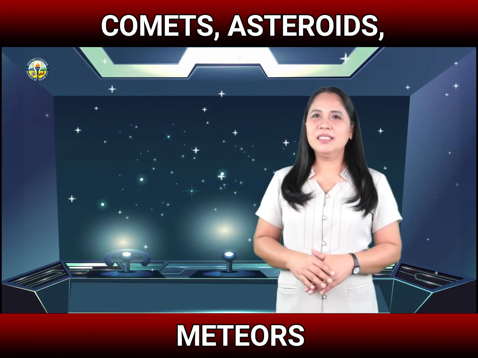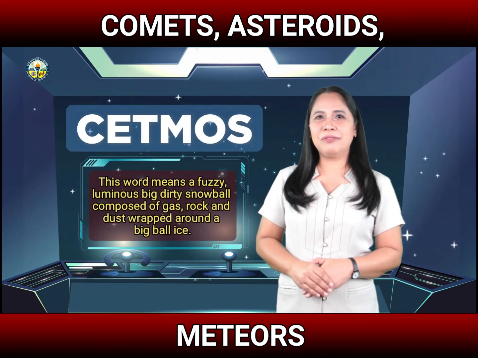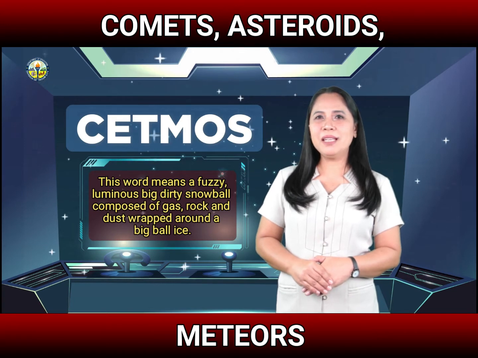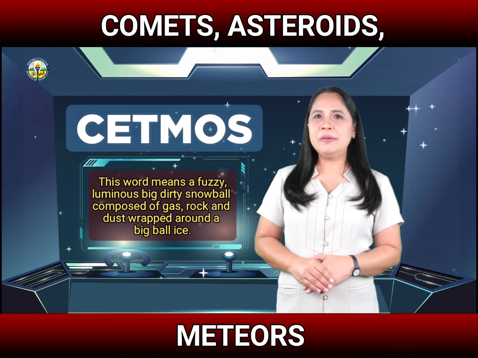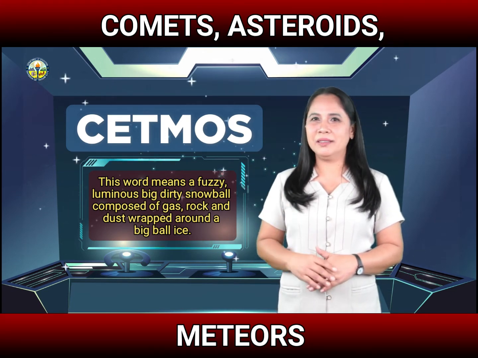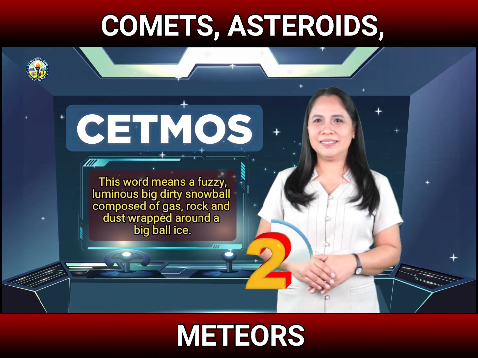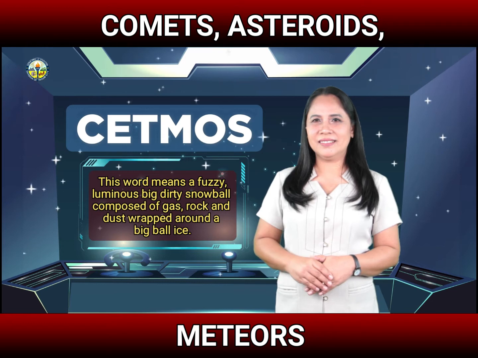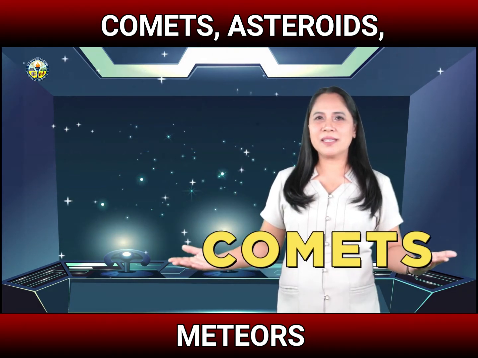Number 1. The jumbled letters are... This word means a fuzzy, luminous, big dirty snowball composed of gas, rock, and dust wrapped around a big ball of ice. What is the correct word? Marvelous! The correct word is comets.